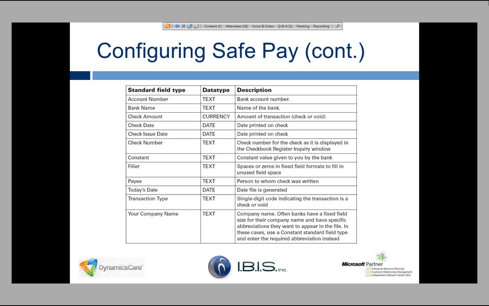You'll see in the description here the company name. Banks may often have a fixed field size for their company name and have specific abbreviations they want to appear in their files. So instead of using the company name standard field, you may be better off selecting a constant standard field type and entering the required abbreviation there instead. This is similar to what I discussed above with the bank name. Someone could easily modify the company name from GP, and that would fall outside the guidelines and specifications provided by the bank.